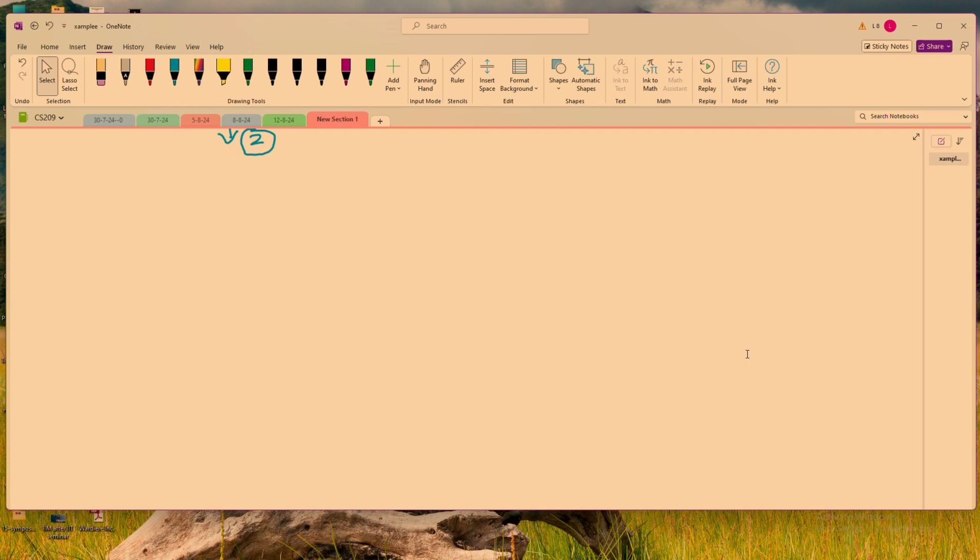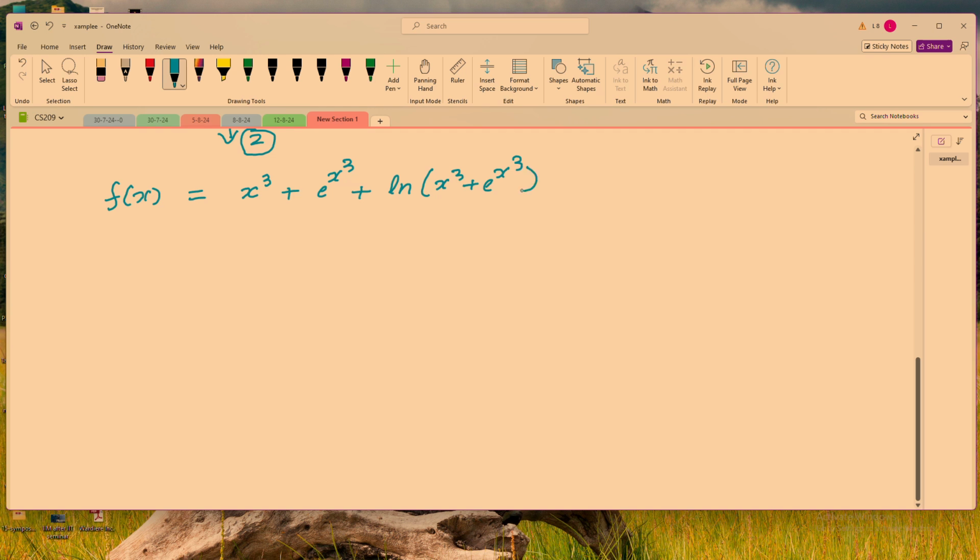Is that okay? So the problem which we were working on was f of x is equal to x cube plus e to the x cube plus ln, which is log, of x cube plus e to the x cube. Okay. So this is the problem.